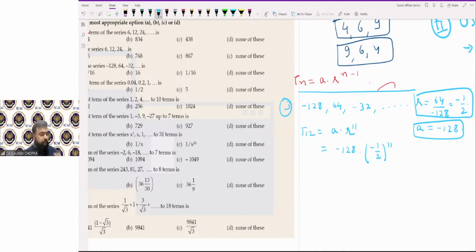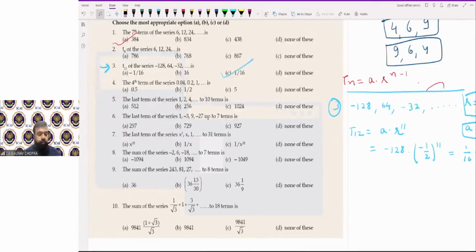So let's see what answer is coming. So Manish has given option number C, 1 by 16. Anjali has also given 16. Okay, that's great. Rameshwari has also given C option. Yes, option number C is the correct answer. 1 upon 16. Perfect. Great.